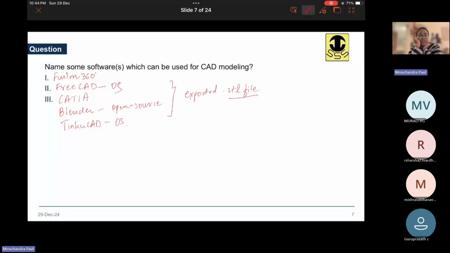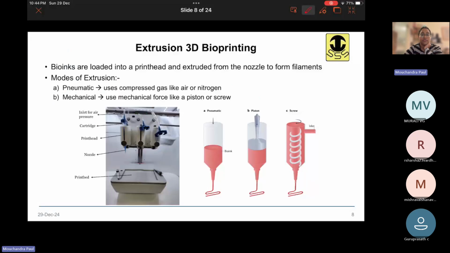So coming to the first type of 3D bioprinting technique that we studied, the extrusion one. Here, the concept is very easy to understand. We basically load the bioink into a syringe. That syringe is connected to a fine tip nozzle or a needle, and we then apply some pressure from top. This is called the extrusion pressure, because of which the bioink comes out in the form of a filament.